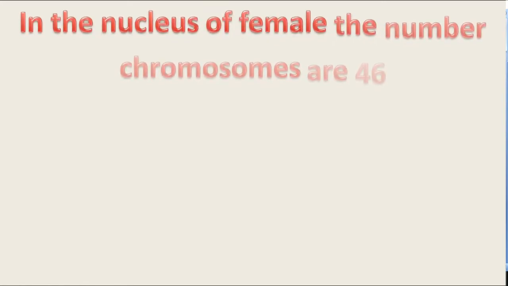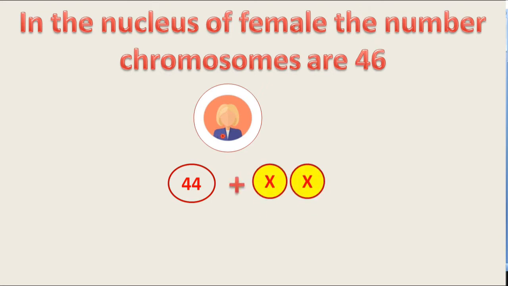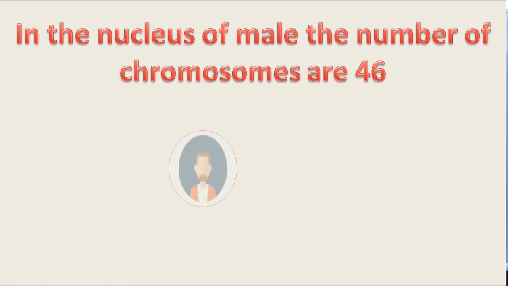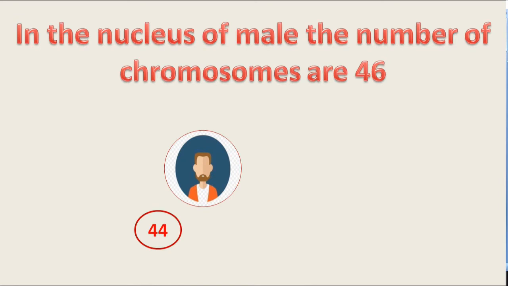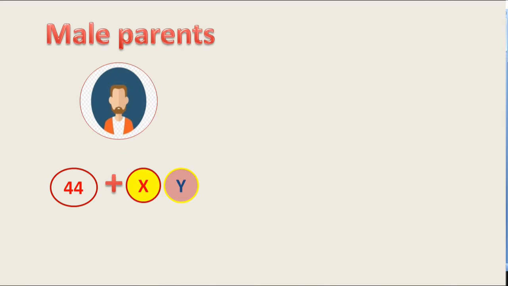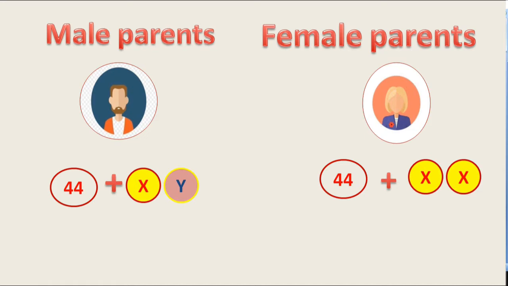In the nucleus of a female, the number of chromosomes is 46, which is represented by 44 autosomes and XX sex chromosome. In the nucleus of a male, the number of chromosomes is 46, or 23 pairs. Among these, 44 are autosomes having identical structure, and one pair of chromosomes which determines sex is XY. In this way, in male parents, the total chromosomes are 44 plus XY. In female parents, the chromosomes are 44 plus XX.